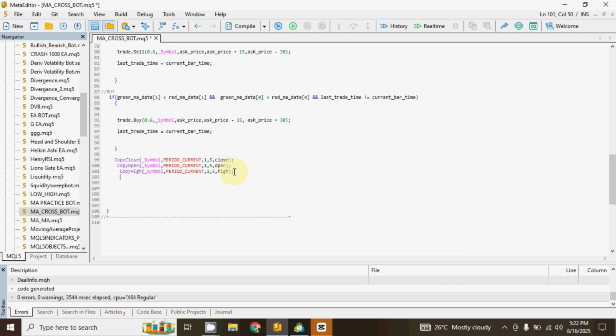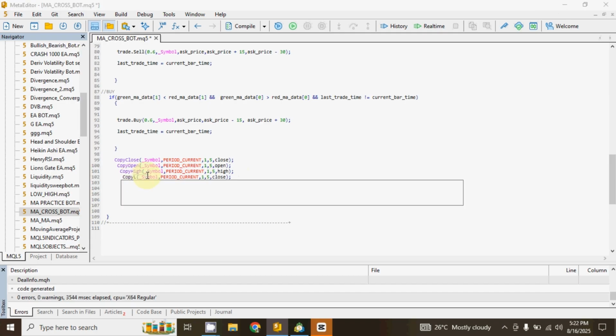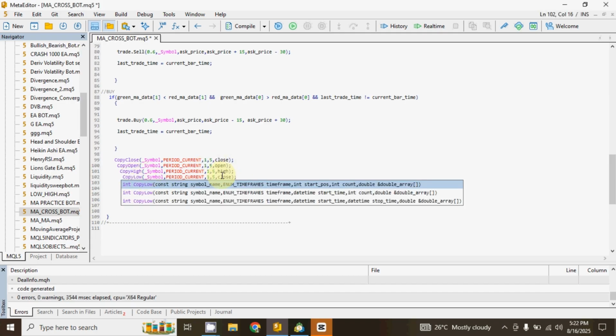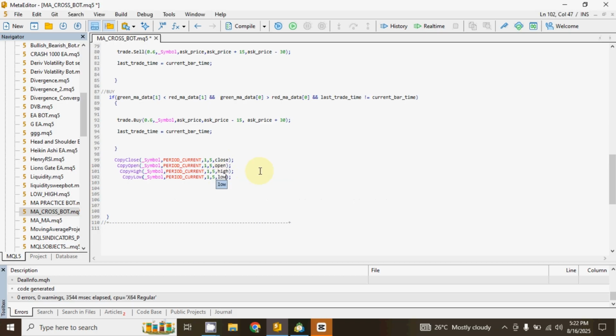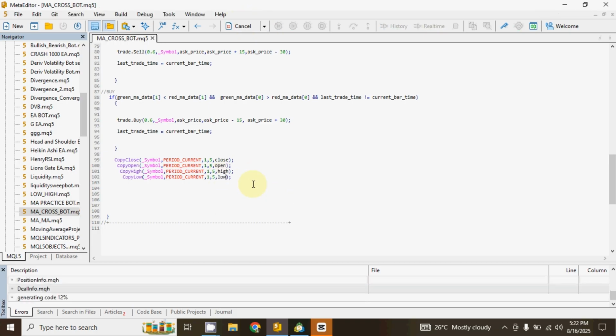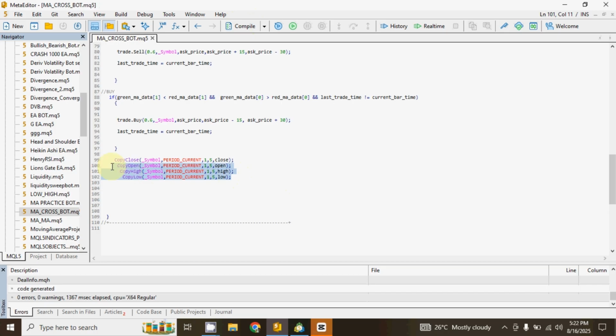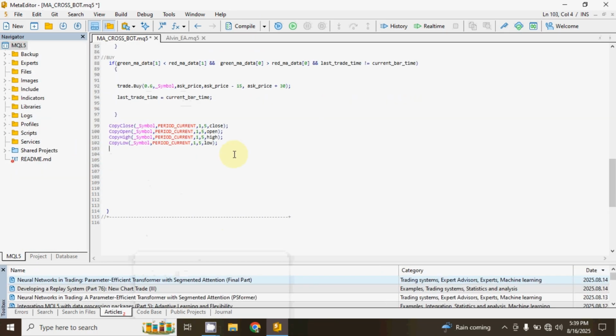And the same thing for low. So now I successfully copy the close price, open price, high price, and low price of the last 5 bars. After we've successfully copied the candle data, the next thing we are going to do is to set the trailing stop.